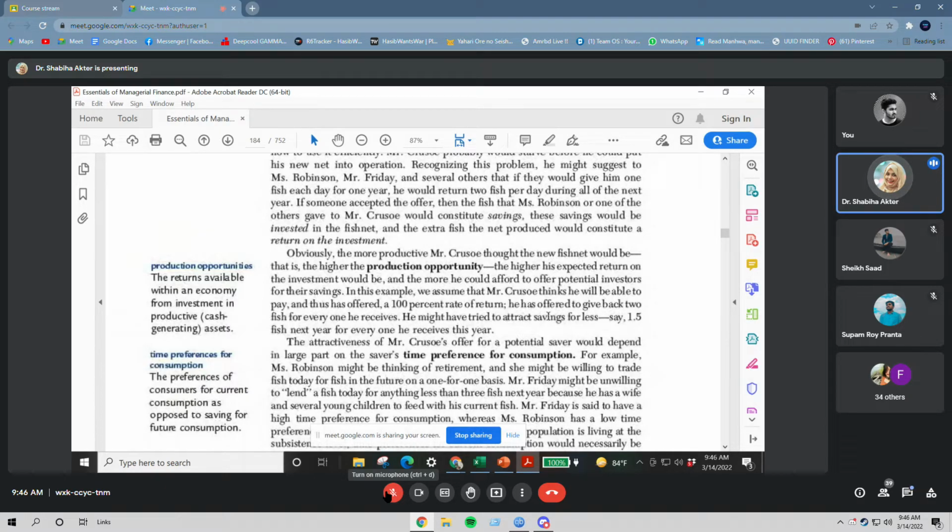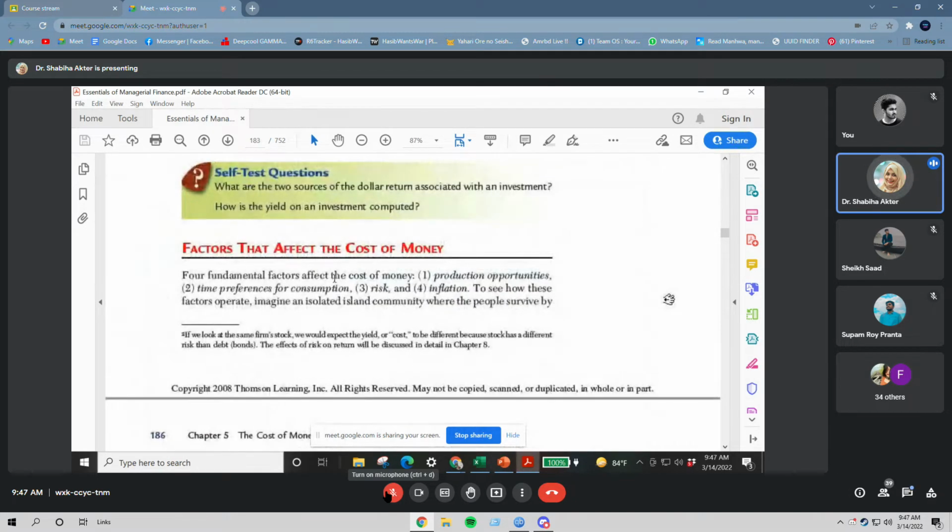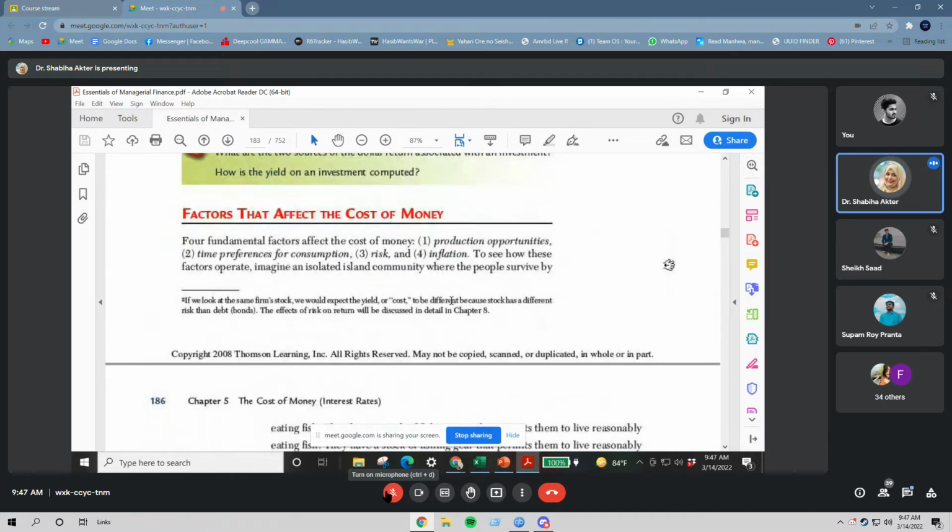He might have tried to offer less, say 1.5 fish next year for every one he received this year. সে এটাও করতে পারতো যে সে 1.5 ফিশ দিতে পারতো রিটার্নে, বাট সে সেটা না করে 100% রিটার্ন দিচ্ছে, কারণ তার প্রোডাকশন অপরচুনিটি হায়ার। এটাই প্রোডাকশন অপরচুনিটি কনসেপ্ট। আপনি যখন প্রোডাকশন অপরচুনিটিটা হায়ার থাকবে তখন আপনি মোর রিটার্ন অফার করতে পারবেন। সো প্রোডাকশন অপরচুনিটিটা যখন হায়ার থাকবে, কাইন্ডলি এটা এখানে রিলেট করেন উইথ দ্য ফ্যাক্টরস দ্যাট অ্যাফেক্ট দ্য কস্ট অফ মানি. This is one of the factors, production opportunity.